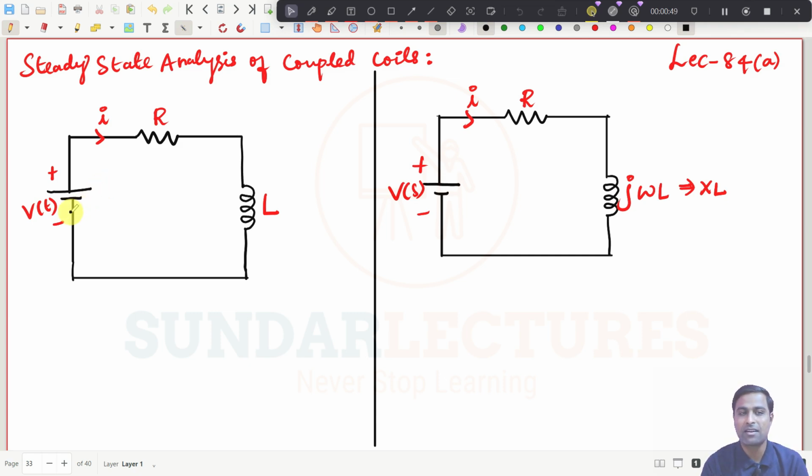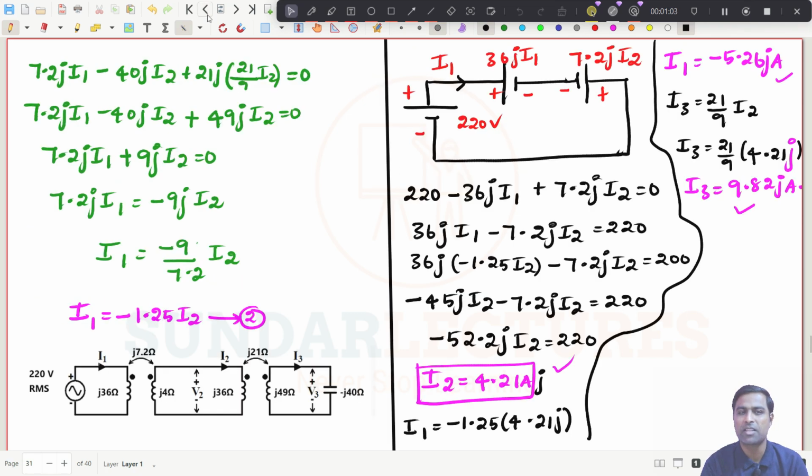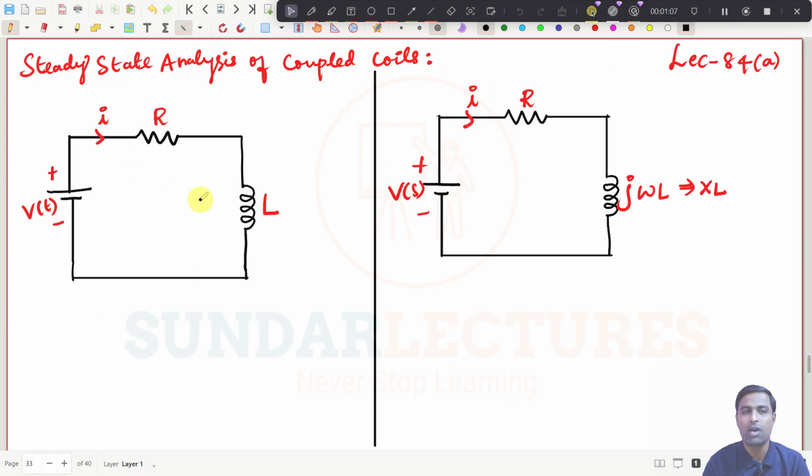What is steady state analysis? If I close this particular voltage and leave the circuit for some time, let it come to the steady state, and then we need to analyze this particular circuit. So what are the topics we have seen? We have taken some problems in the previous class and solved them. Now in this class we will do some more problems, and before that we need to compare two expressions.